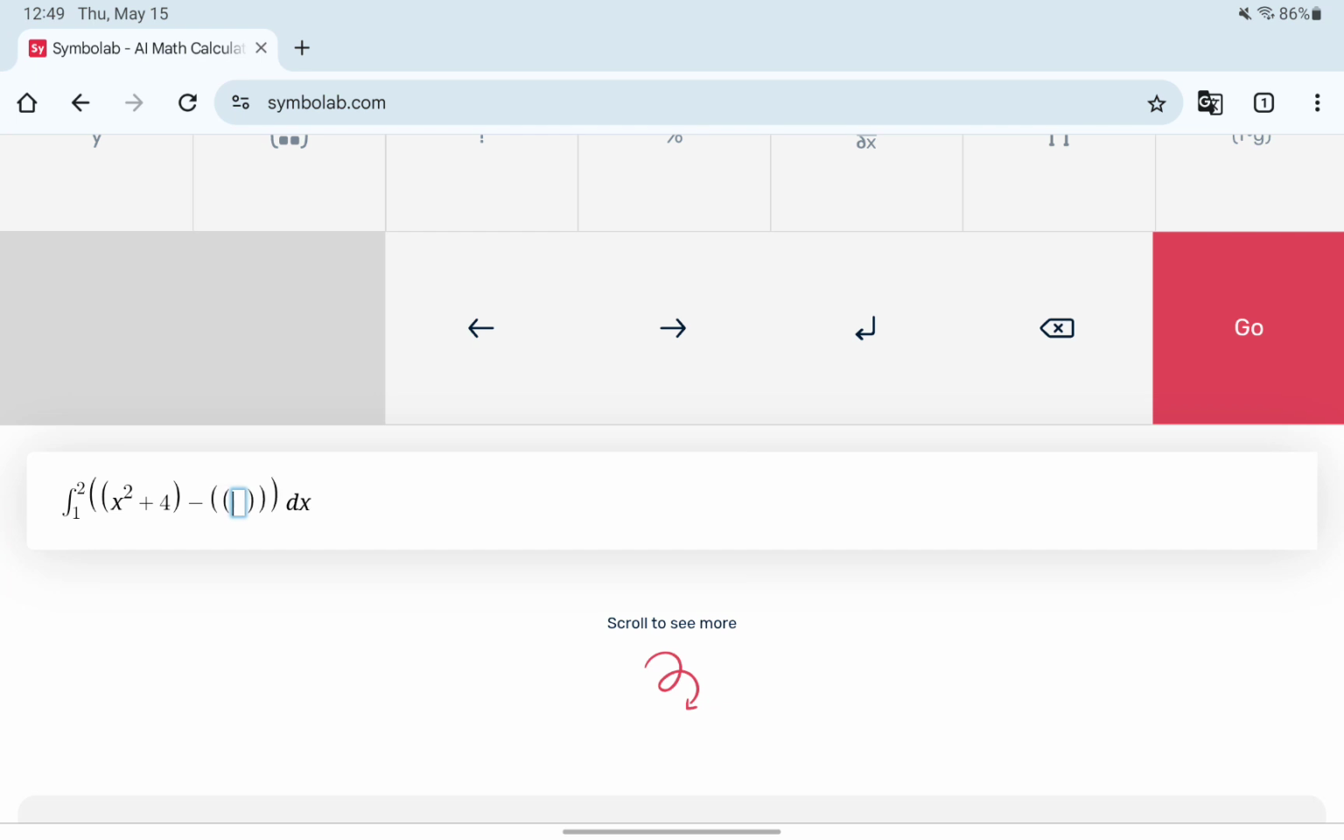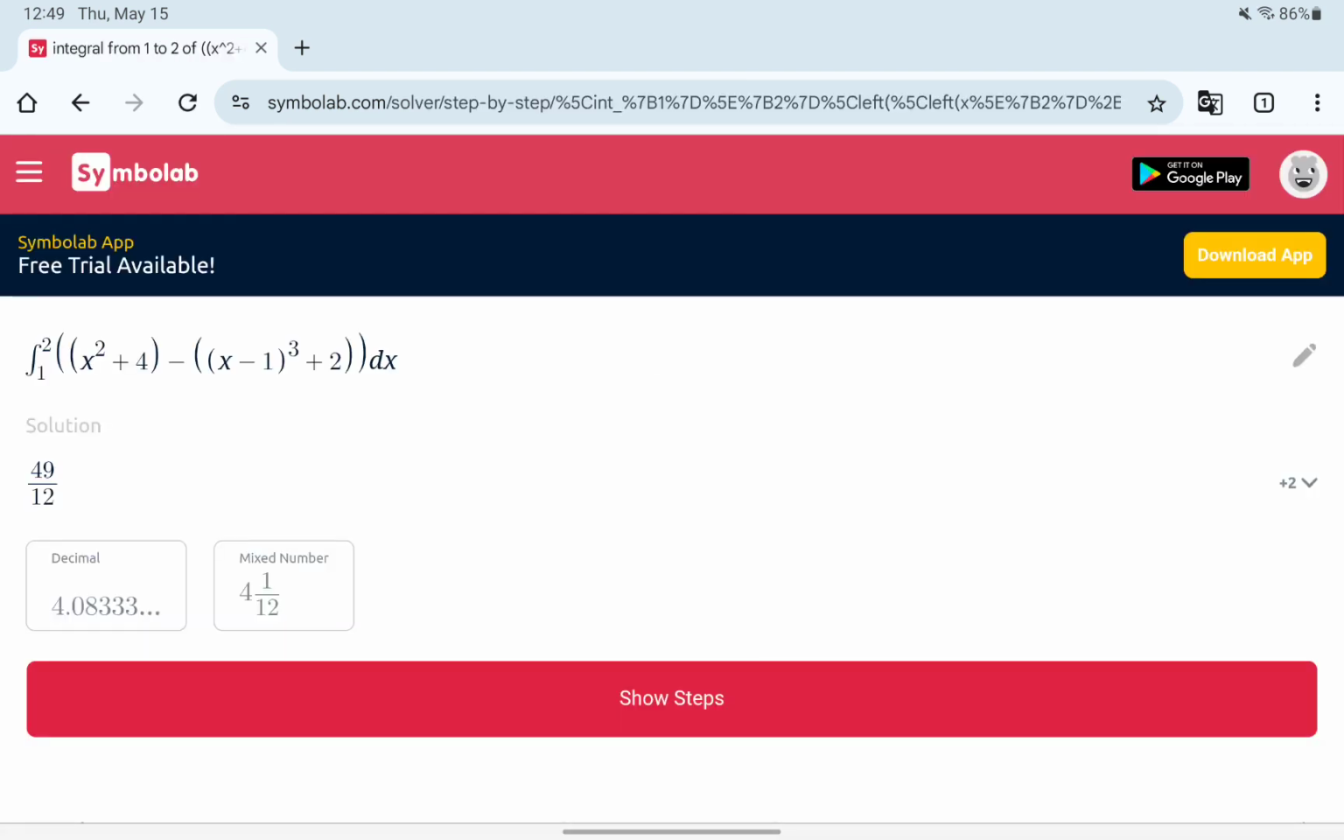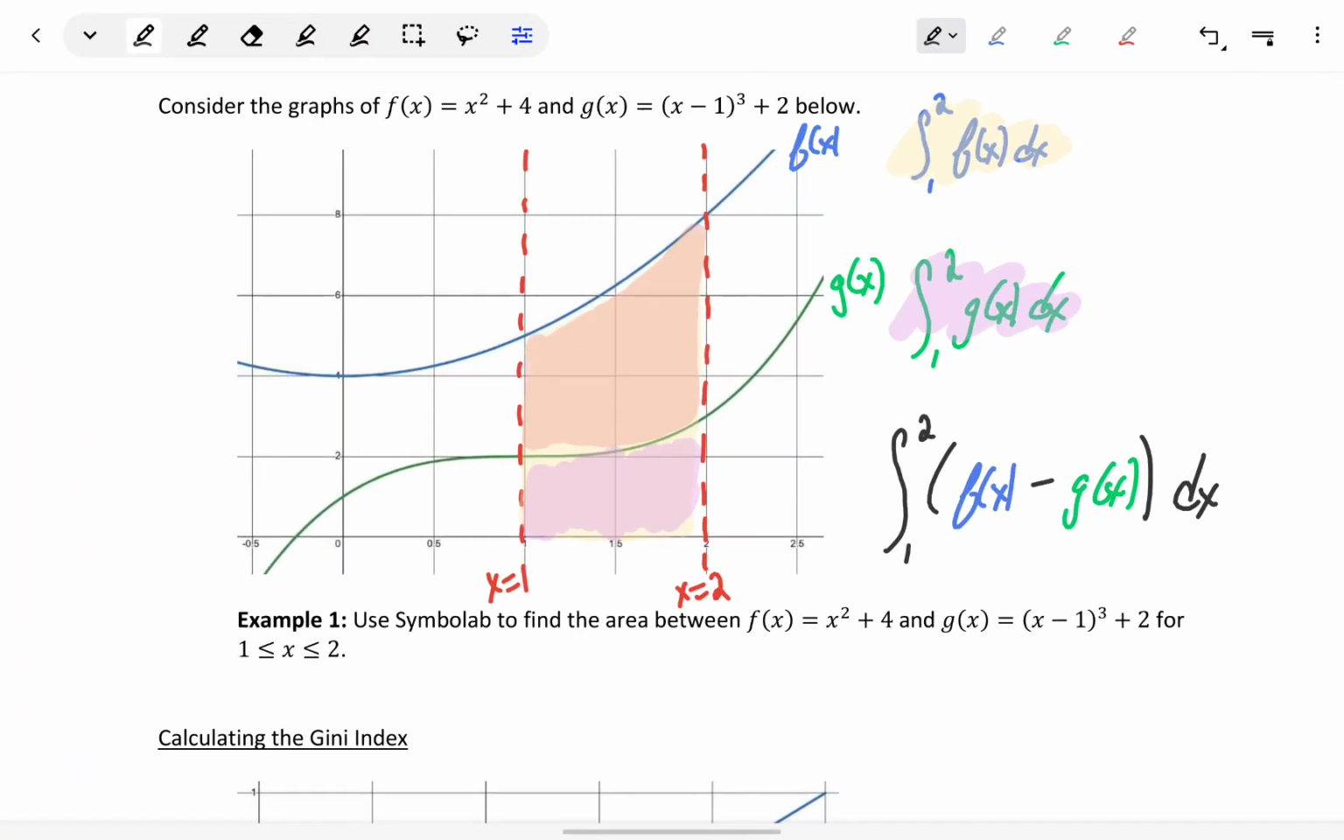minus (x minus 1) to the third power plus 2. We need to make sure we're careful with all of those parentheses so that that subtraction symbol in the middle will carry through to the (x minus 1) cubed term and the 2 term. But if we set that up right, we'll end up with the result of 49/12, or approximately 4.0833.